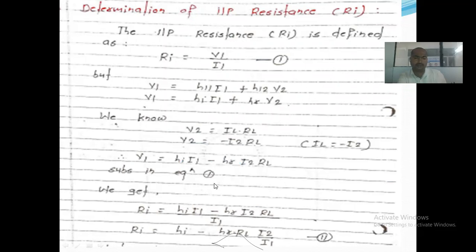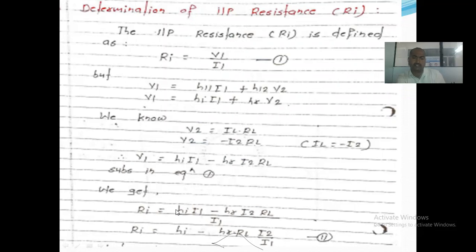So substitute this value in equation number 1. This should be related to the V1. So for the V1 we just write here Hi I1 minus Hr I2 RL. So Ri equal to V1 is nothing but Hi I1 minus Hr I2 RL, Hi I1 minus Hr I2 RL divided by this I1, right?